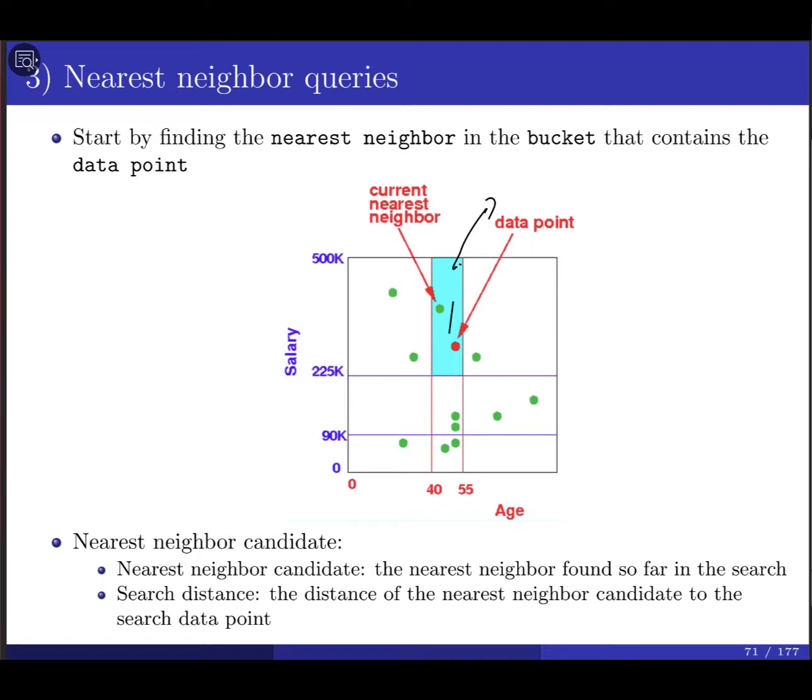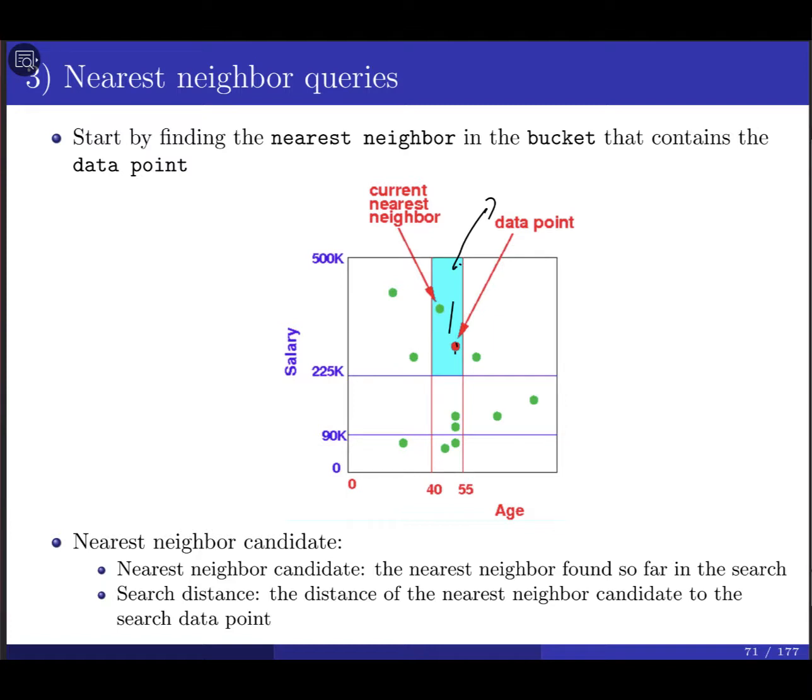This one is going to be already in the main memory, so I can compute the distance between every single point within this bucket relative to this point, and you choose the smallest or nearest one. I'm going to say this is the nearest neighbor candidate, the one that I found at this moment. This may change later, because this is just the candidate that I found in this bucket.